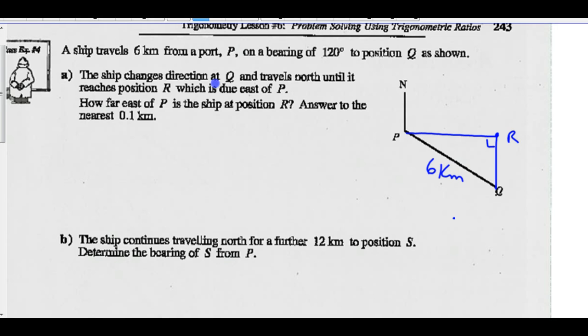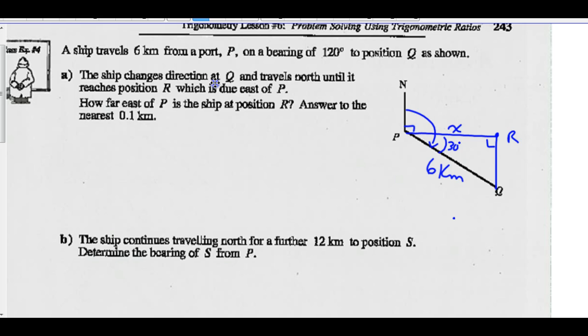And the question now says, how far east of P is the ship at position R? So we're looking for this distance right there from P to R. Well, I was told that the bearing was 120 degrees. So that's our 120 degree bearing. We know that north and east meet at 90 degrees. So 120 subtract 90 means that this angle is 30 degrees. So if I know that angle in the triangle, and I know one side, the hypotenuse is 6, I can find the third side, x.